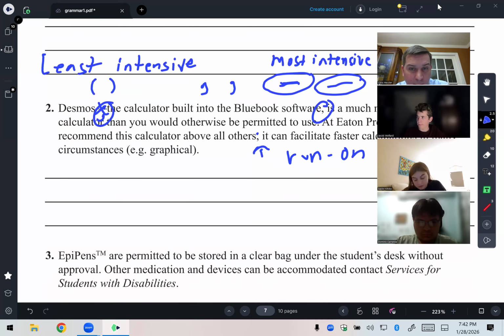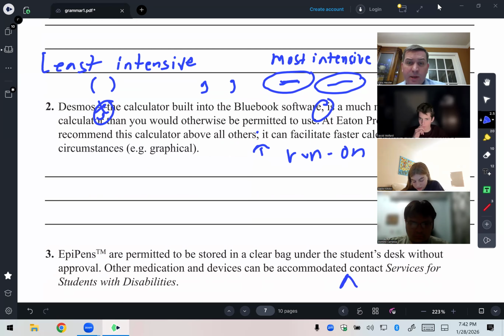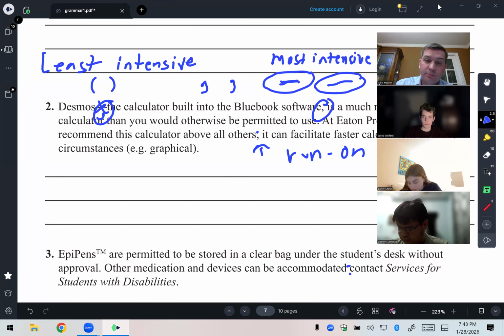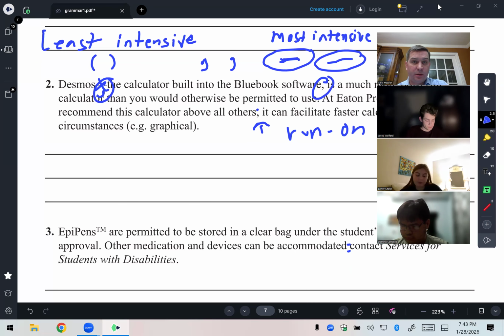All right, last one. Okay, back to the EpiPen one. All we need is something right here. Sorry, right here. Other medication and devices can be accommodated. A good way to test for punctuation is just to realize where the pauses would go, because punctuation creates a pause and that would go right there. Other medication and devices can be accommodated. Contact services for students with disabilities. I like a colon here, I think. Yeah, I think we could put a colon there. We're just describing the types of devices that could be accommodated.